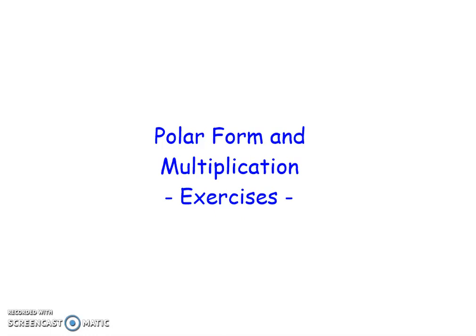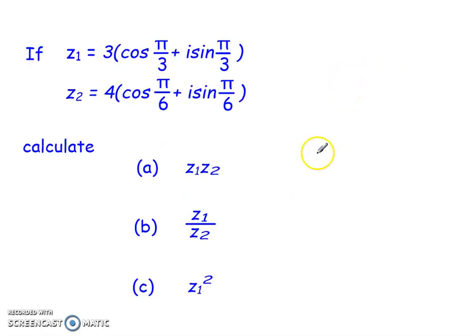So here you go. Just 3 little questions for you based on the same 2 complex numbers. I've given you a Z1 and a Z2. I want you to calculate firstly Z1 Z2, then Z1 over Z2, and then the last one, with a bit of logic in it, Z1 squared. So pause the video and have a crack at that.